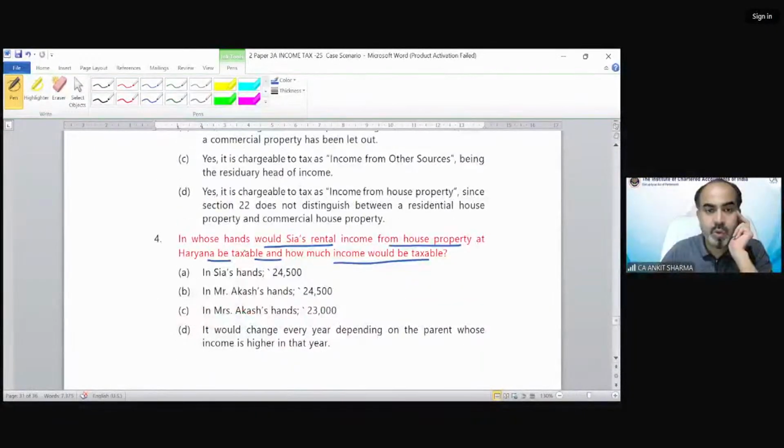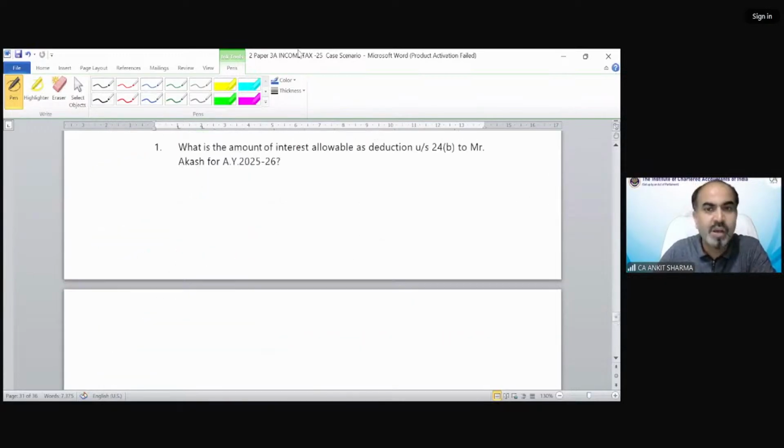In whose hands would Sia's rental income be taxed? That is going to be taxed in the hands of Mr. Akash only. That is not going to be clubbed. That is going to be taxed due to the implication of section 27, that is, deemed owner.